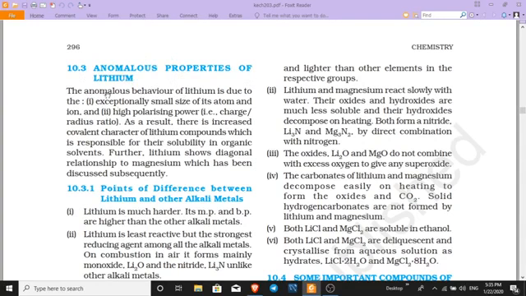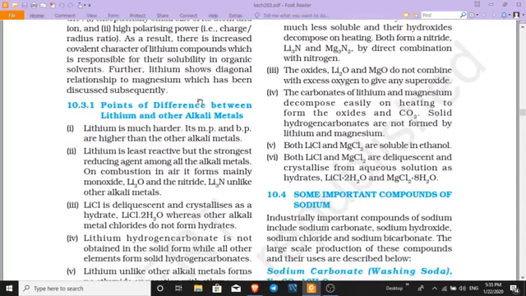The first reason is the exceptionally small size of the atom, meaning the size of the lithium atom is very small, and of its ions. Second, high polarizing power, which is the charge by radius ratio, which you can understand easily. As a result, there is increased covalent character of lithium compounds, which is responsible for their solubility in organic solvents. Further, lithium shows a diagonal relationship to magnesium. It means its properties somewhat match those of magnesium, which will be discussed subsequently.